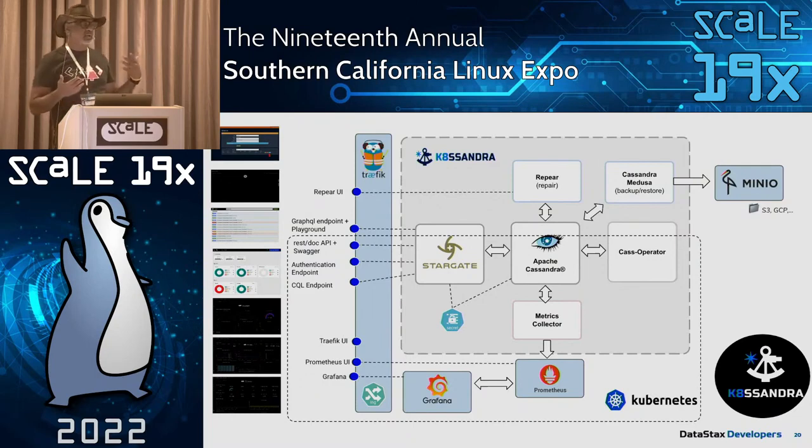Okay, all that I do is install the CAS operator, and then all of these are automatically installed for me. You can see here, I install the CAS operator, and then I get a REST or document API endpoint plus Swagger plus GraphQL endpoint. I get a Reaper UI. I get a SQL endpoint. I get Traefik. All of these are very easy to install.